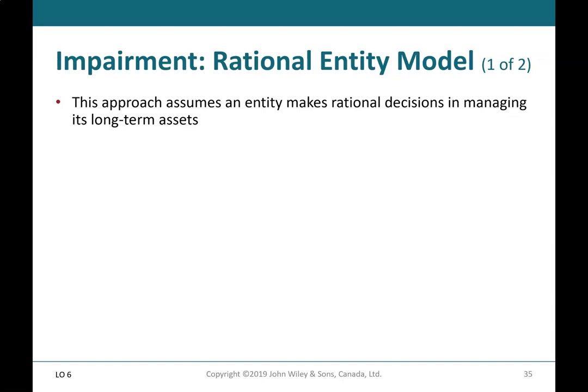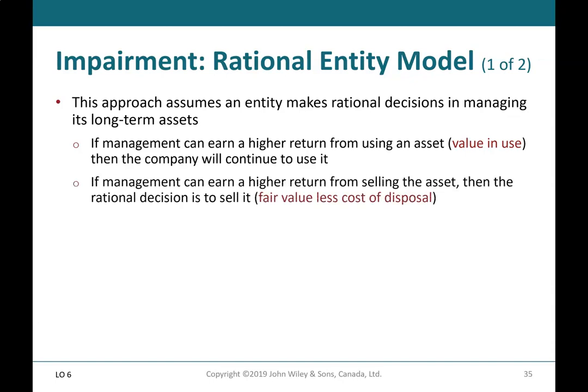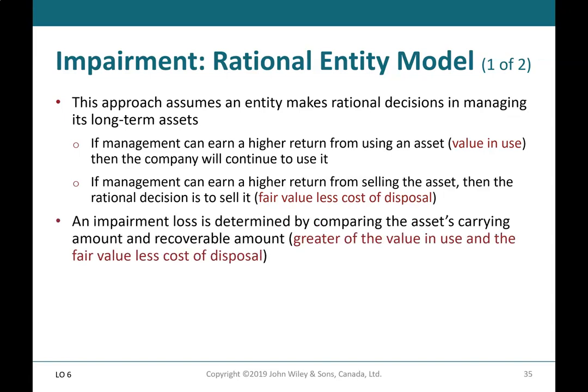Impairment, rational entity model 1 of 2. This approach assumes an entity makes rational decisions in managing its long-term assets. If management can't earn a higher return from selling the asset than from using it, value in use, then the company will continue to use it. If management can earn a higher return from selling the asset, then the rational decision is to sell it, fair value less cost of disposal.